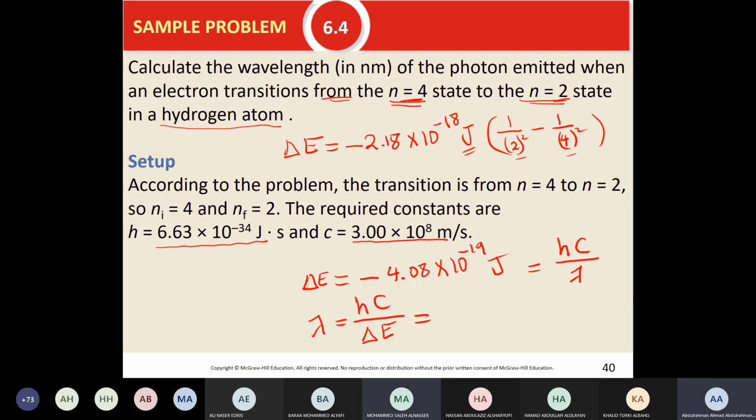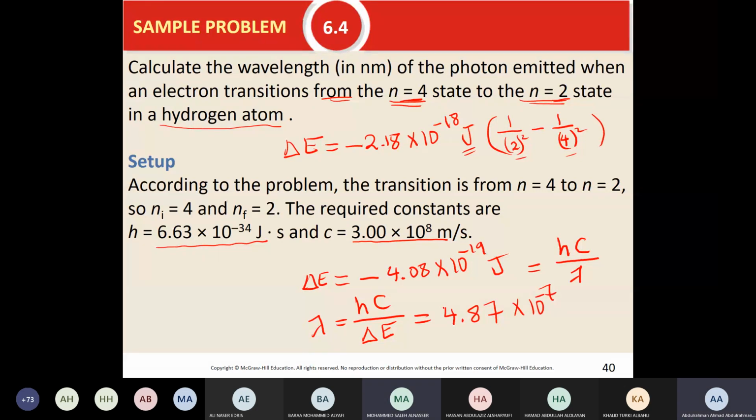4.87 multiplied by 10 to the power of minus 7. Lambda is a measurement, so don't use the minus or the plus, because we use plus or minus for energy. For wavelength, don't just give me a number. 4.87 multiplied by 10 to the power of minus 7.